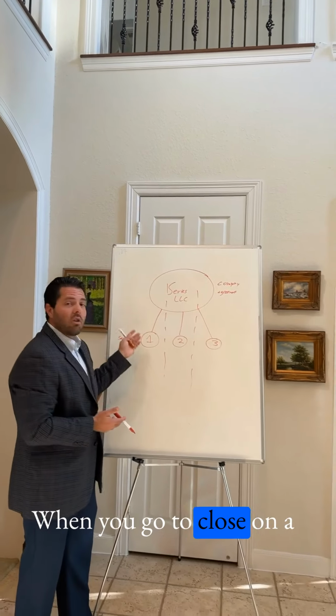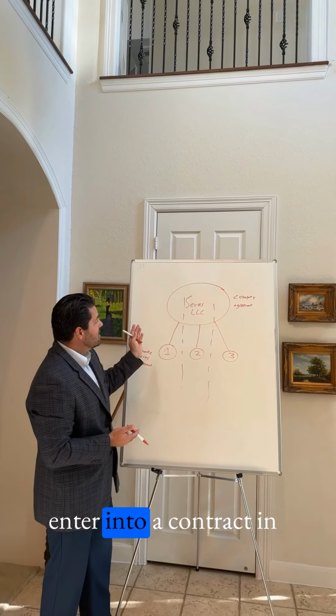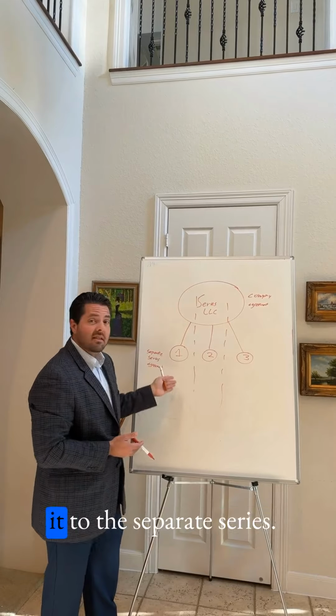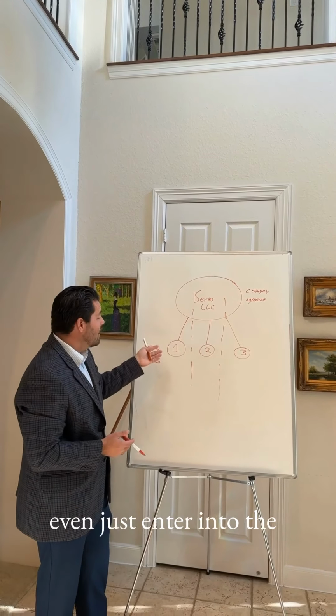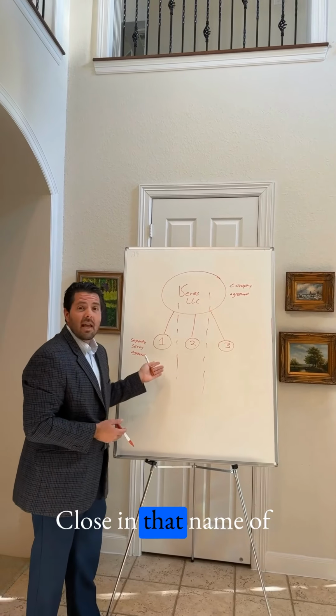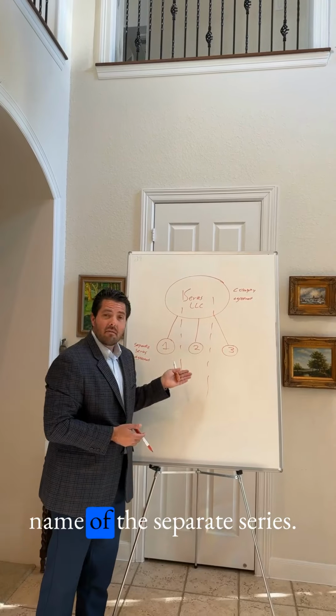When you go to close on a property, you will typically enter into a contract in the name of the series and then quickly assign it to the separate series. Or better yet, you might even just enter into the contract in the name of the separate series, and close in the name of that separate series. The deed is going to be in the name of the separate series.